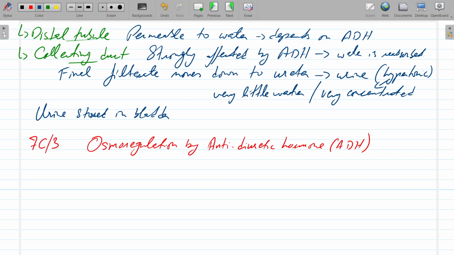So, as we just mentioned, ADH's primary targets are the distal tubule and the collecting duct for the final bit of reabsorption for water and accompanying salts. In fact, it is the salts that help in the reabsorption of water.